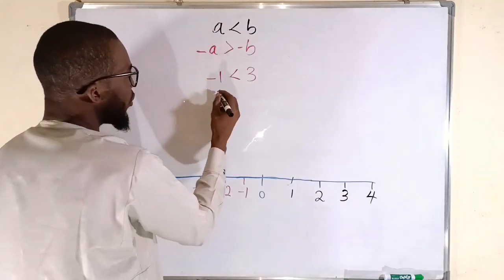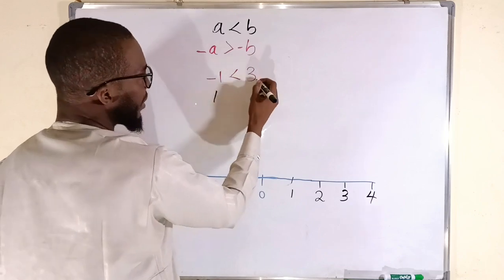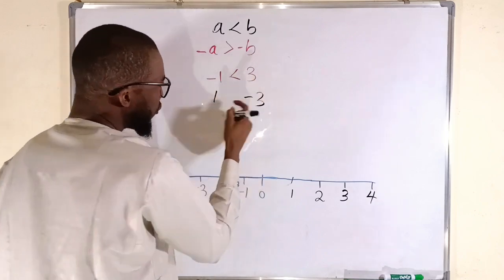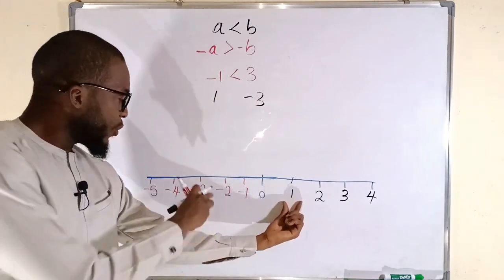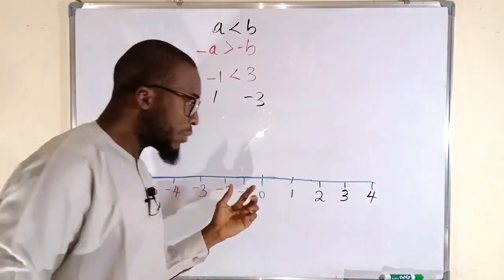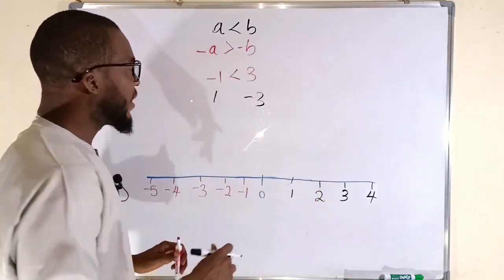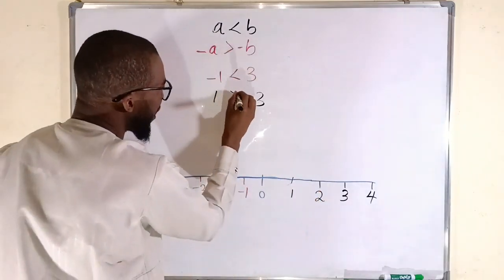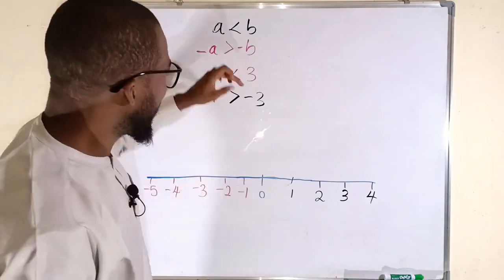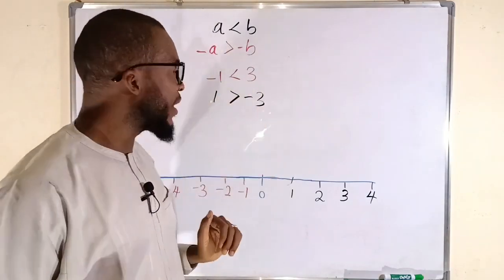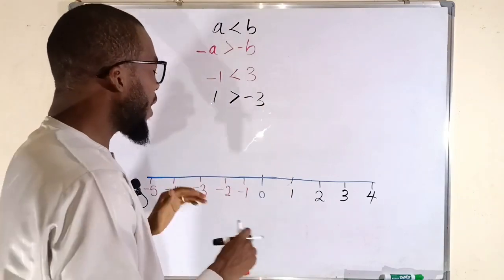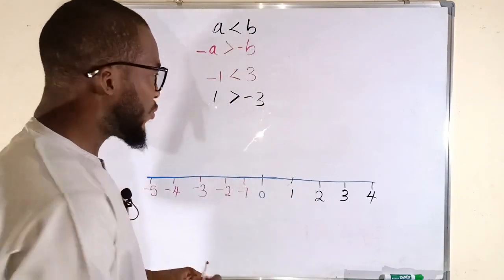This times -1 will become +1. This times -1 will become -3. So which one is greater here? You can clearly see that we have 1 here and we have -3 here, and I told you numbers to the right are greater than numbers to the left. Therefore 1 here is greater than -3. Can you see the direction of the inequality has changed from less than type to the greater than type? This is true for every two numbers you pick to compare.